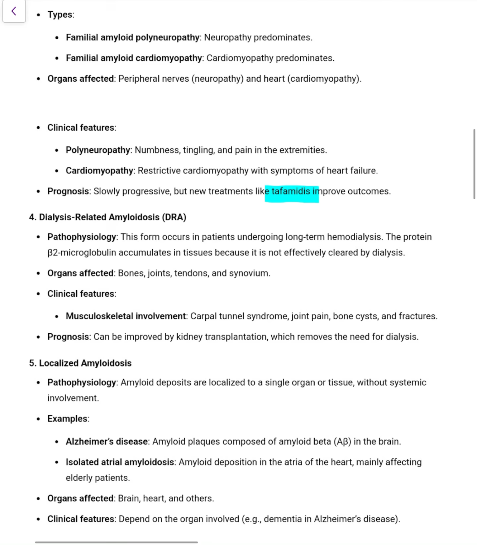The fourth type is dialysis related amyloidosis. This happens in patients who undergo long-term hemodialysis, like in the case of ESRD, end stage renal disease. Which protein? That is beta 2 microglobulin. It gets accumulated in the tissues because dialysis doesn't clear this protein. So that's why there is accumulation of this protein.